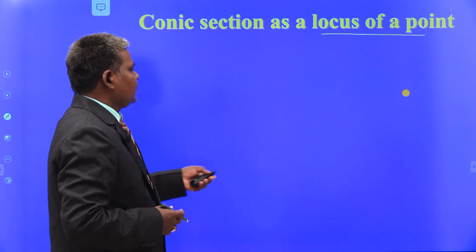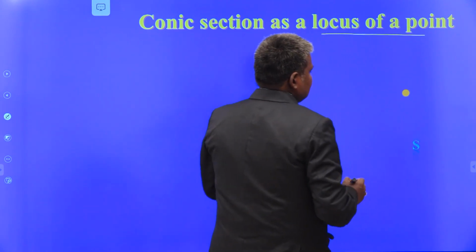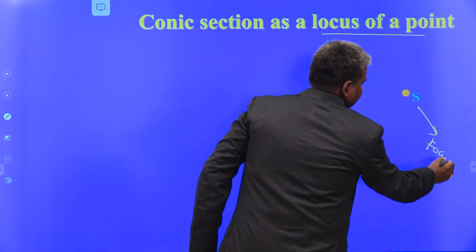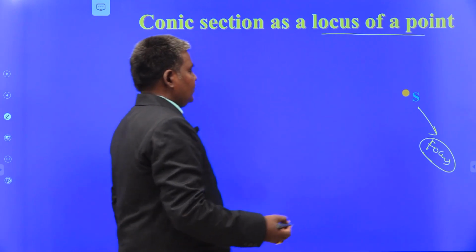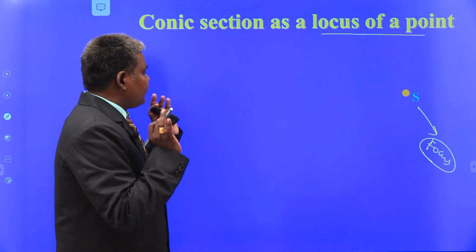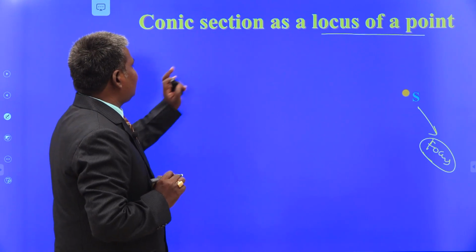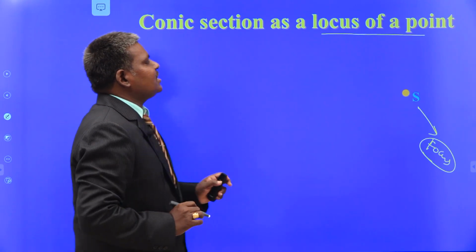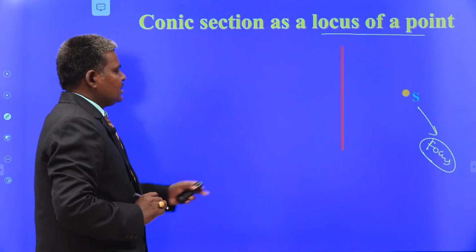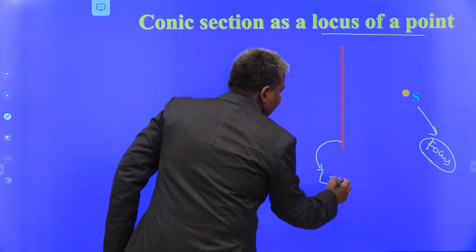Let us see. Consider a fixed point. This fixed point is S. This is called the focus. After completion of conic sections, if I ask somebody what a focus is, no one can tell. The focus is nothing but a fixed point. Remember that. I am going to define the conic section with the help of the locus of a point. This is the fixed point called the focus. This is my fixed line, line L, called the directrix.